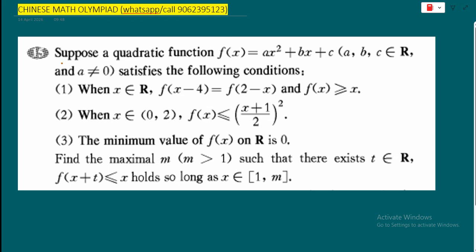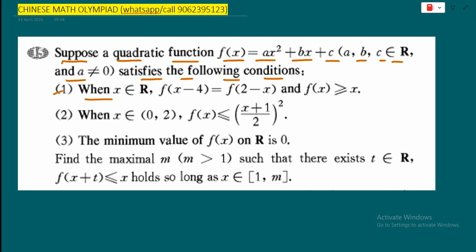Question says, suppose a quadratic function f(x) = ax² + bx + c, a, b, c belong to R and a is not equal to 0, satisfies the following conditions. Condition number 1: when x belongs to R, f(x-4) = f(2-x) and f(x) ≥ x. And 2: when x belongs to (0, 2), f(x) ≤ ((x+1)/2)². And 3 says the minimum value of f(x) on R is 0.